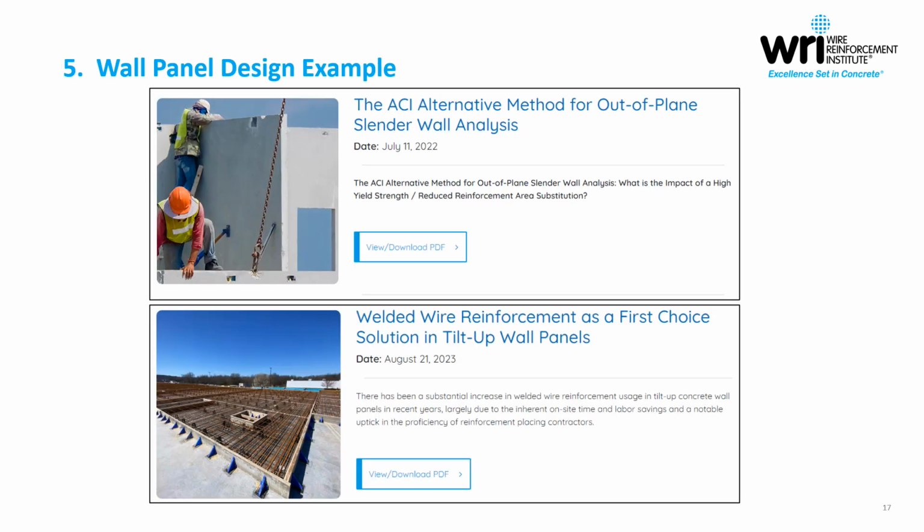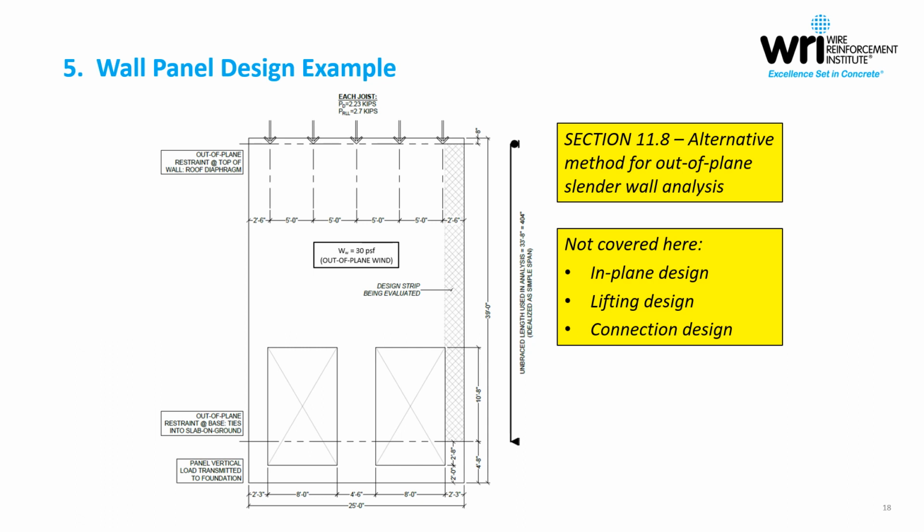So we now set the table for walking through an actual wall panel design example. Please note that on the WRI website there is related information showing tilt-up design procedures and related welded wire reinforcement implementation. Here on this slide are two little excerpts of some technical blogs that we have on the website that can be downloaded for free, both related to welded wire reinforcement usage in tilt-up wall panels. So on to the design example.